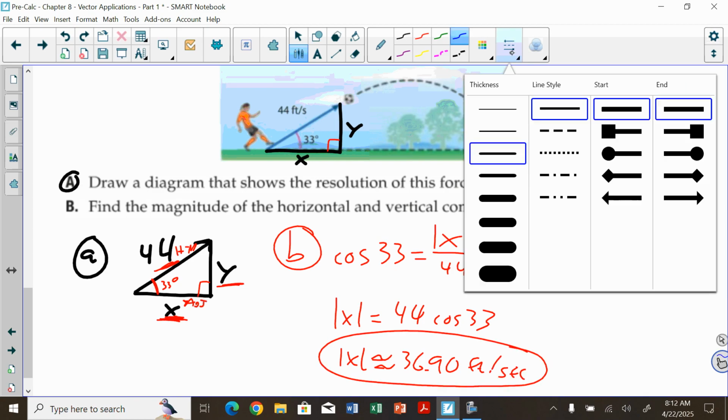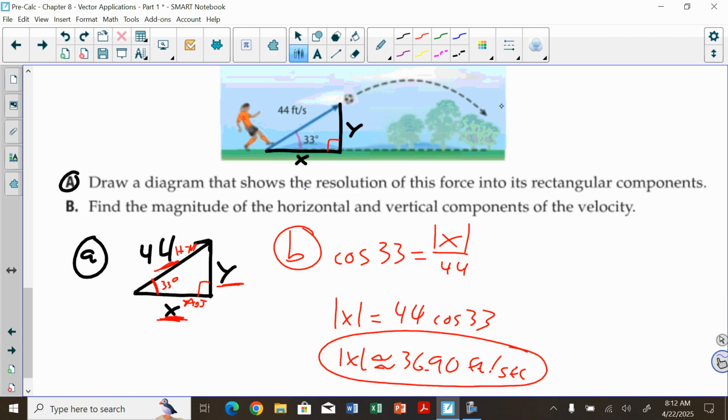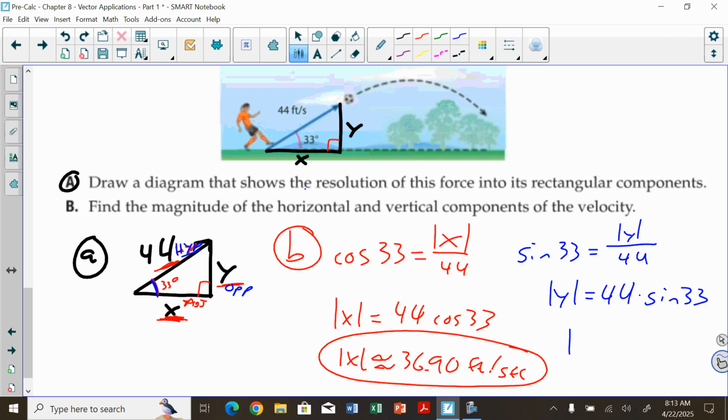Okay, for Y, same thing here. If we're talking about this angle of 33 degrees, Y is the opposite side, and we still have the hypotenuse of 44. So in that case, opposite over hypotenuse, I'm going to use sine. So sine of 33 degrees equals the magnitude of Y over 44. Continuing on there, it would be 44 times the sine of 33, and then the magnitude of Y is equal to about 23.96 feet per second.